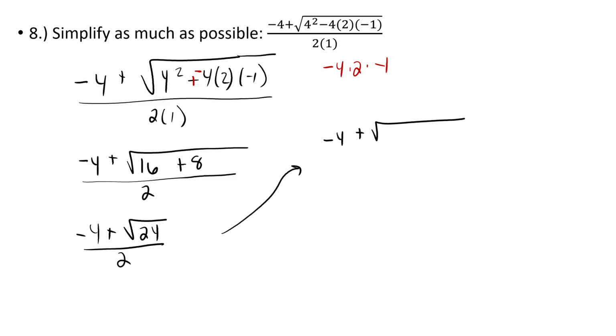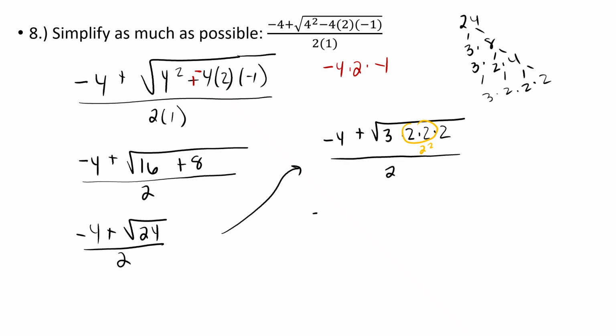So we do a little bit of scratch work. 24 factors into 3 times 8. 8 factors into 2 times 4. And 4 factors into 2 times 2. And so your prime factorization is 3 times 2 times 2 times 2. We've got our perfect square right there. Okay, and all of that is over 2. So the square root of 2 squared is 2. And then under the square root, we have 3 times 2, which is 6.